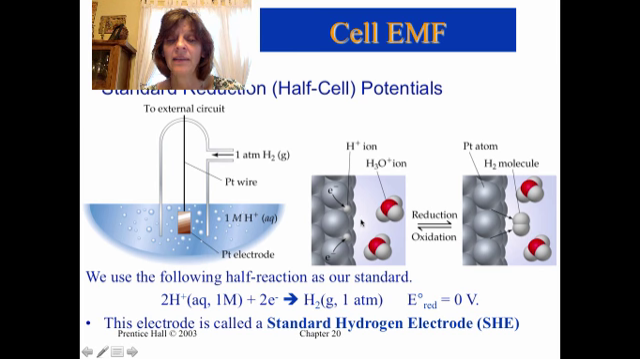And if that is the reduction, then the other electrode must be going through oxidation. If the other one has a higher reduction potential, then this will go through oxidation. We use the half reaction hydrogen ion plus 2 electrons yields hydrogen gas, and we call that the zero, the SHE.